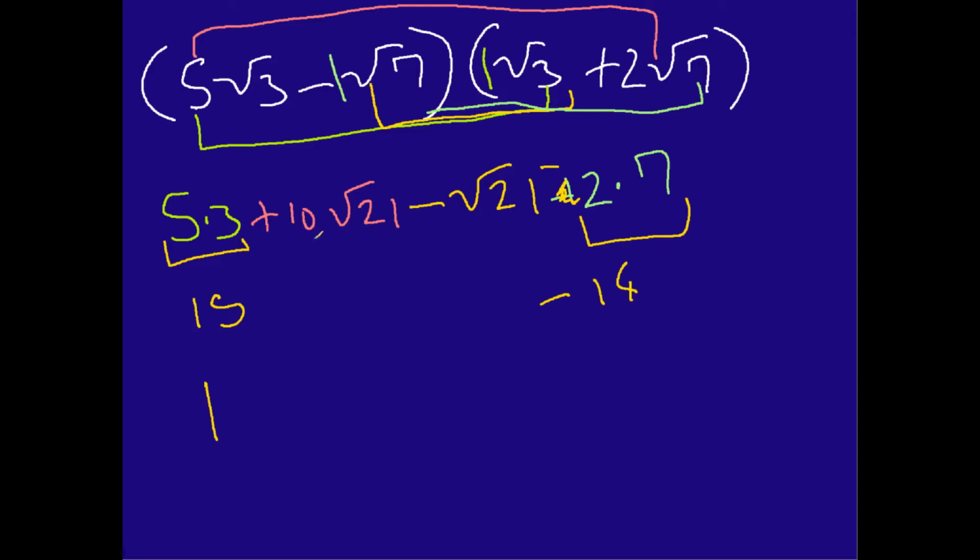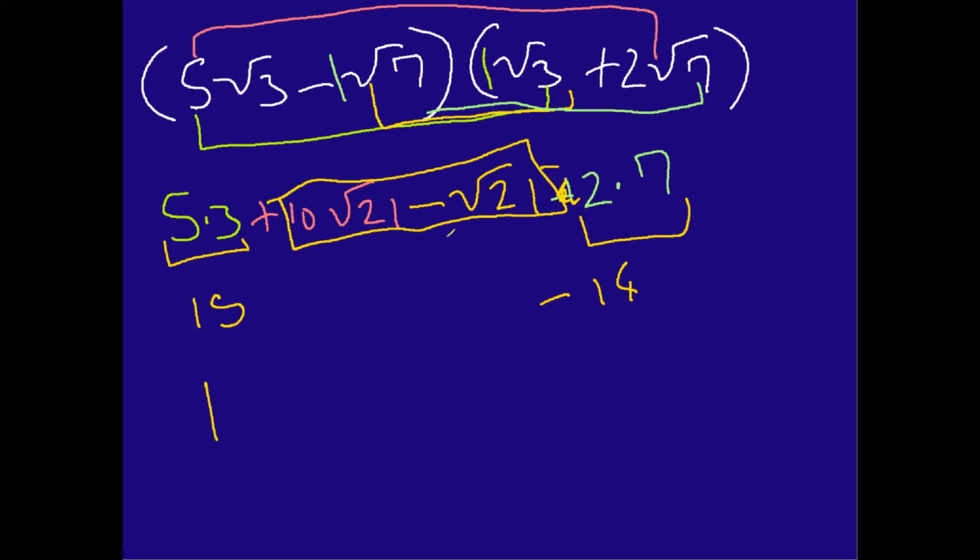5 times 3, 5 times 3, 7, yeah, 14, yeah. 1 plus, okay. And then what's left here is this stuff in the middle right here. So we have this information right here that we have to deal with. Now, 10 times the square root of 21 minus the square root of 21.